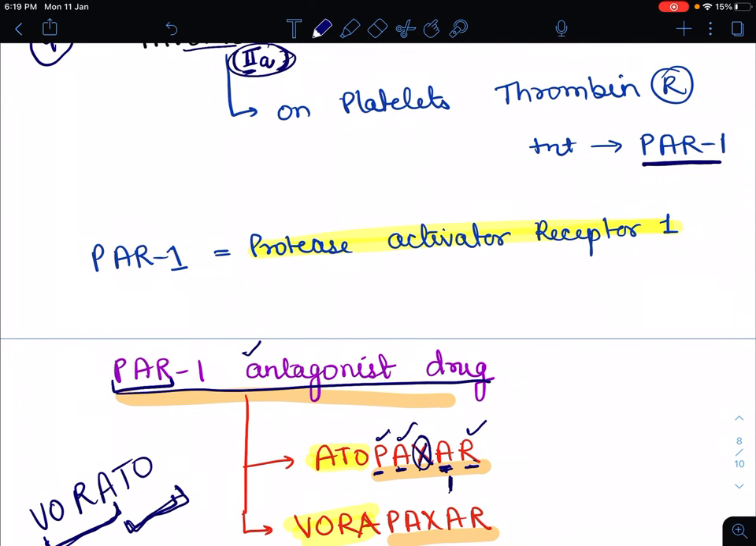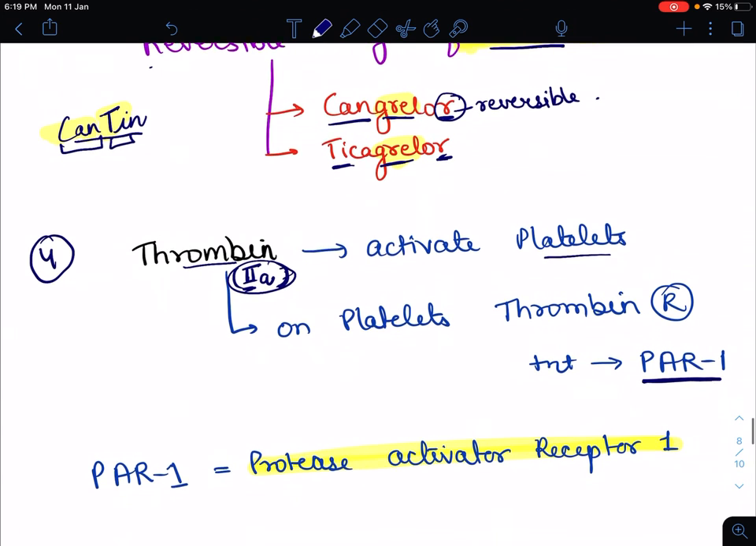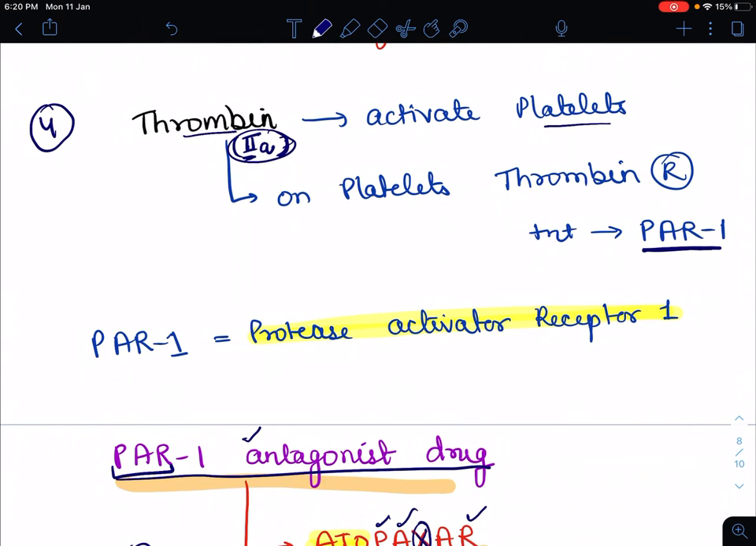These are antiplatelet drugs, in which I studied the ADP inhibitors, GP2B/3A inhibitors, thromboxane A2 inhibitors, and PAR1 antagonist drugs.